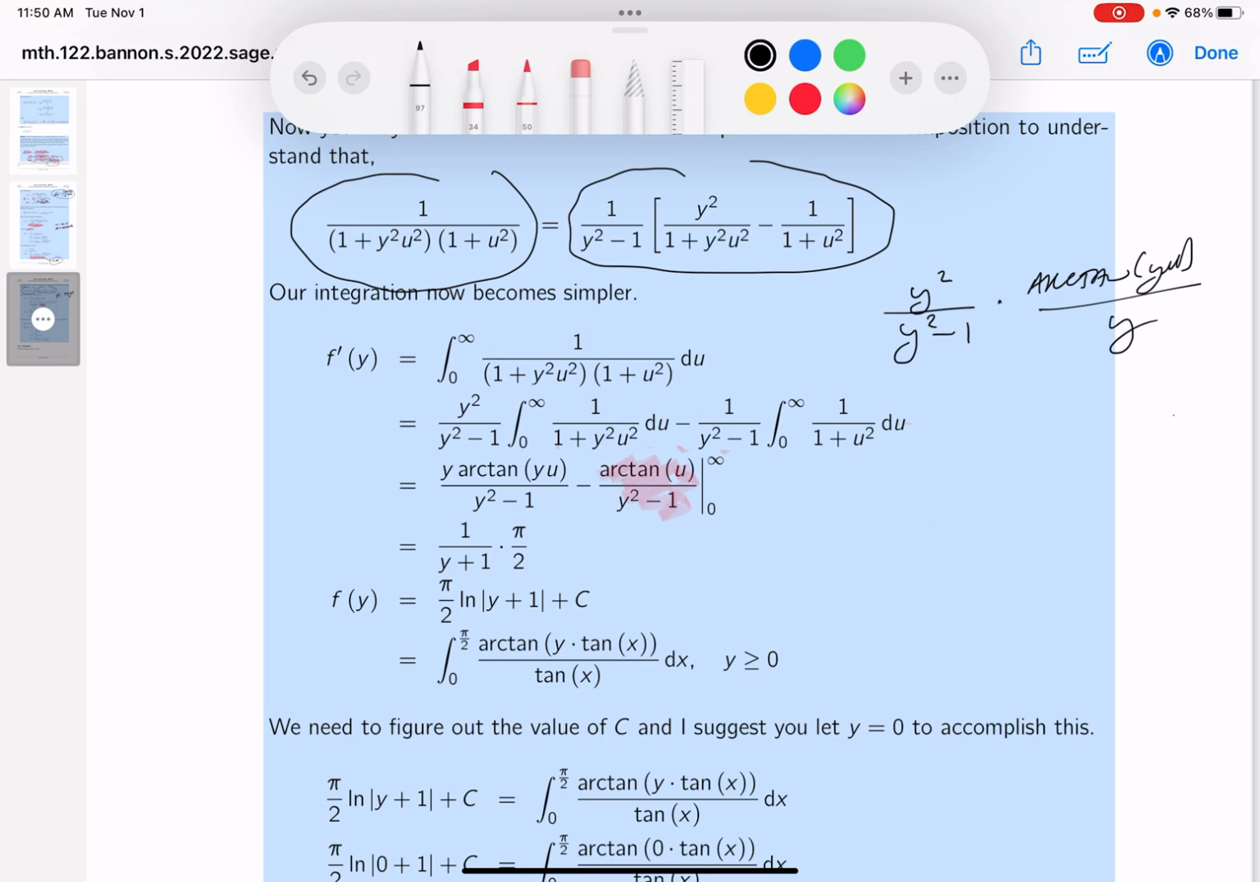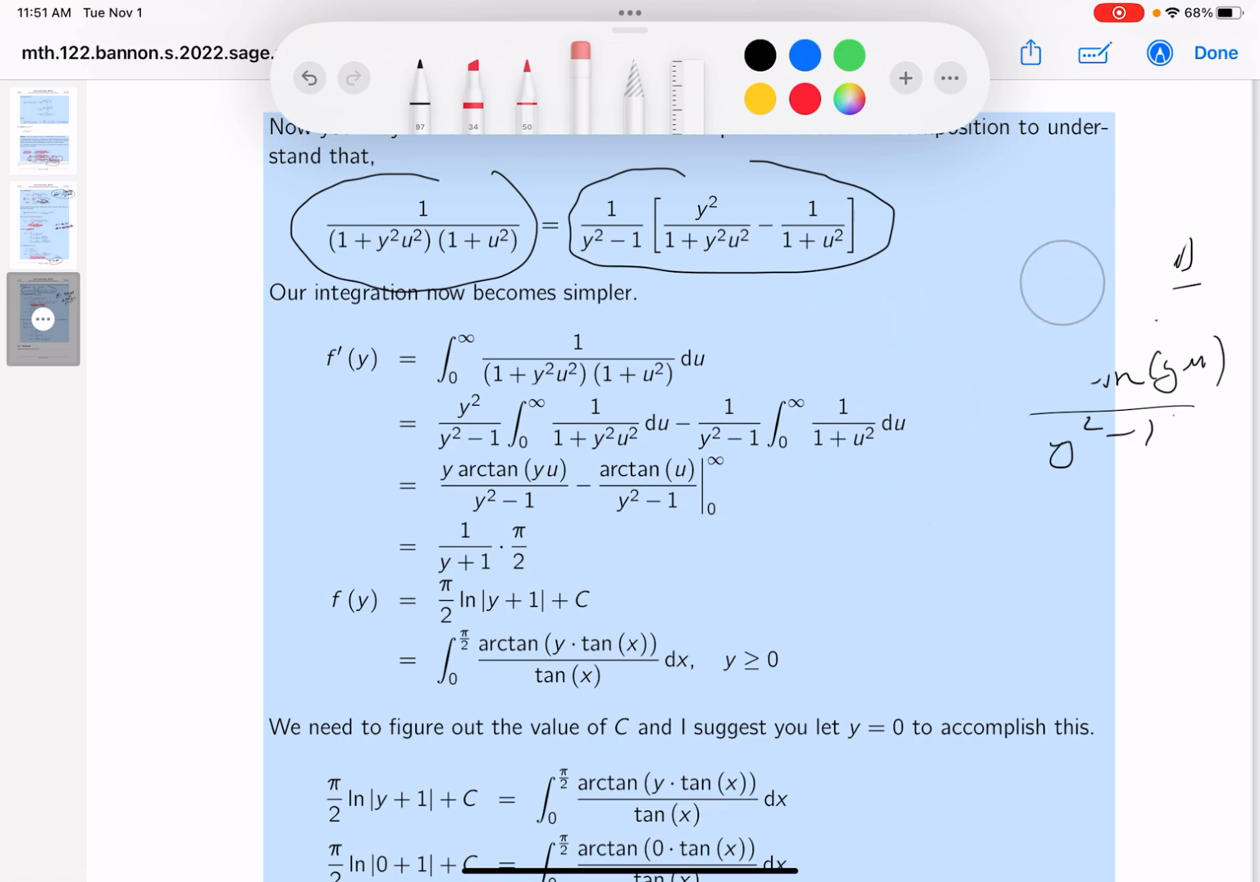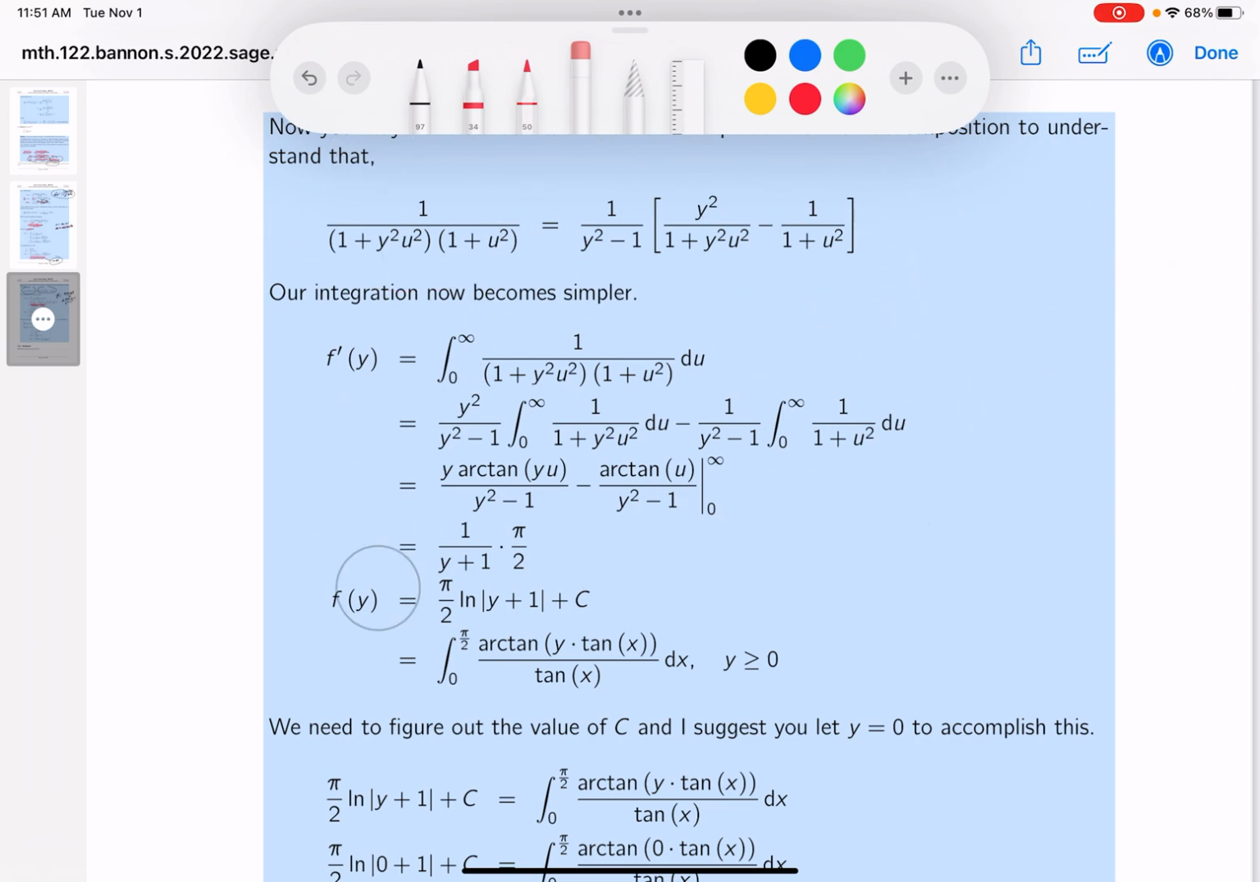And what would I get there? I would just get y arctangent of u over y squared minus 1. And I'm seeing that right over here. All right? Then I've got to evaluate the limits. I know that's difficult, and yes, I'm not writing down the limits for you, but I'll do it for you.